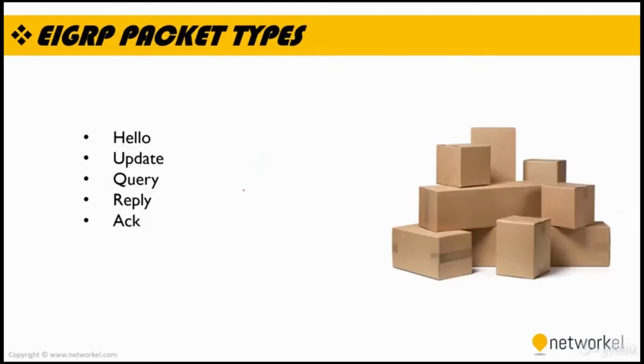And we have five types of packets in EIGRP. The first packet is the hello packet. The hello packet is used to discover the routers that are using EIGRP, the same as the OSPF hello. Hello packets are sent to the multicast address, or if you are using IPv6, to its multicast address, every 5 seconds by default.